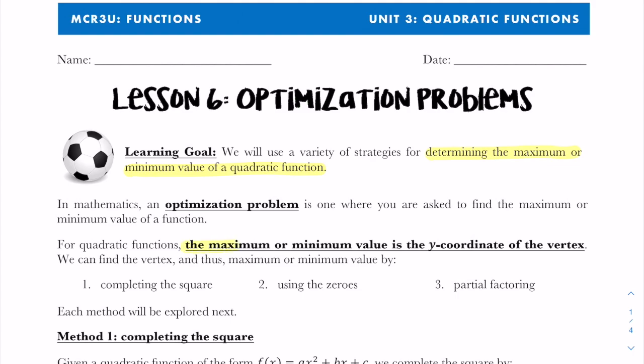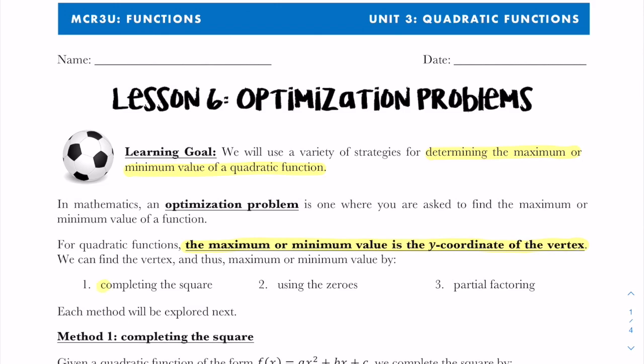This point is very important to helping you solve word problems related to this unit. Essentially, in this lesson, we're going to be finding the vertex, and then the y-coordinate of that point will be our maximum or our minimum value. There are 3 ways to find the vertex, and we're going to look at all of them in this lesson.